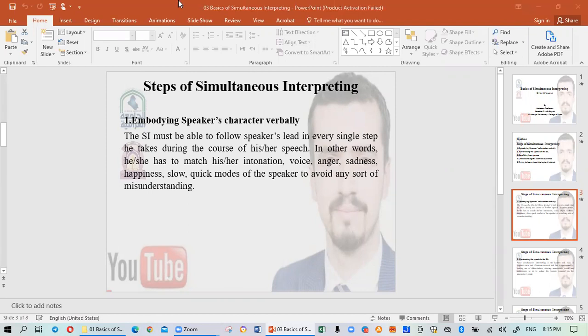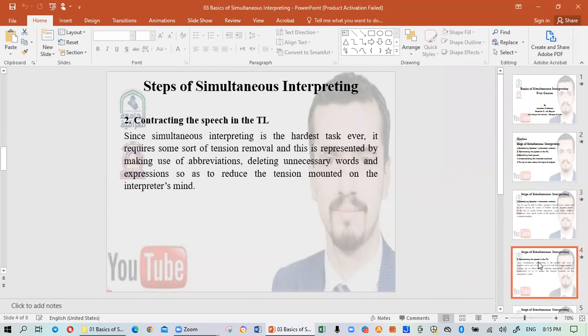Okay, I think my message is clear for you now, Zainab, and if you have any further remark, please raise your hand again. And now we'll move to the second step in simultaneous interpreting, which is about what? It's about contracting the speech in the TL.